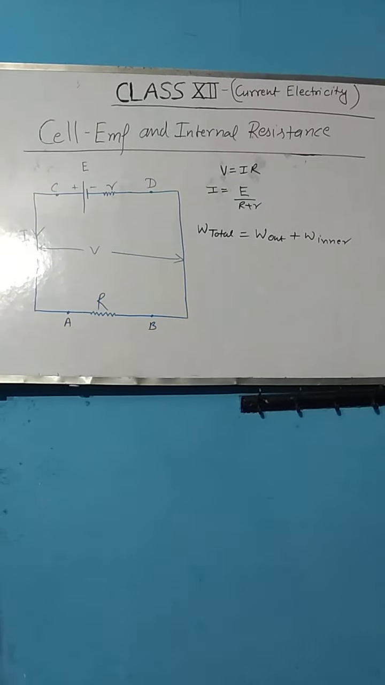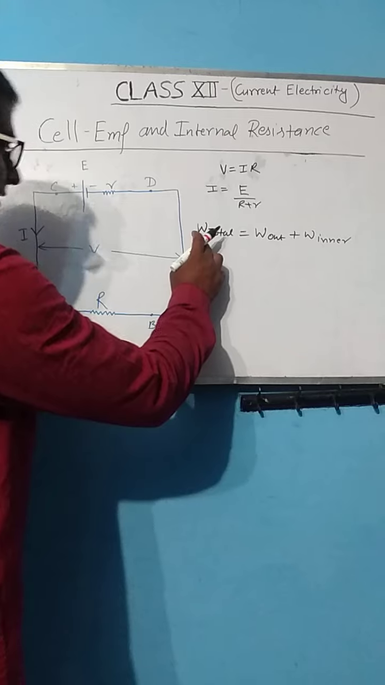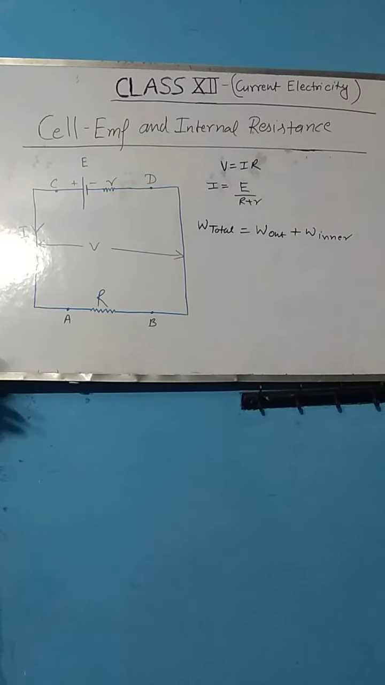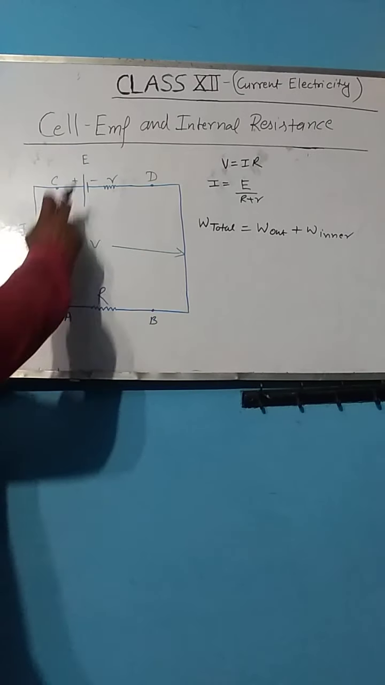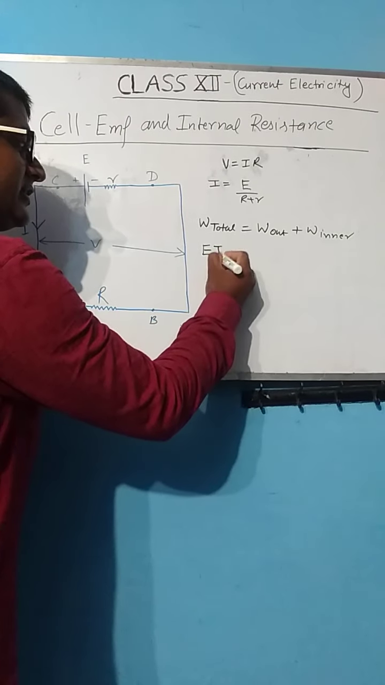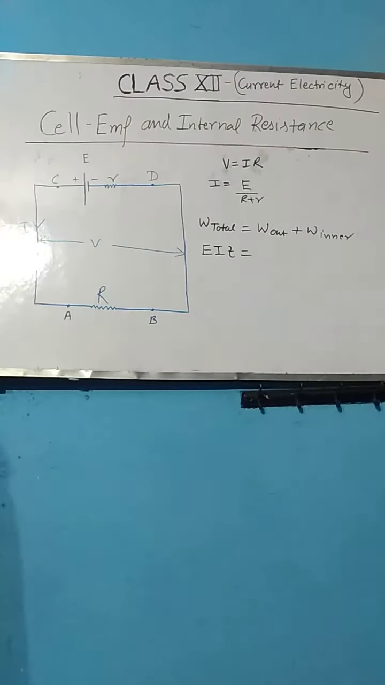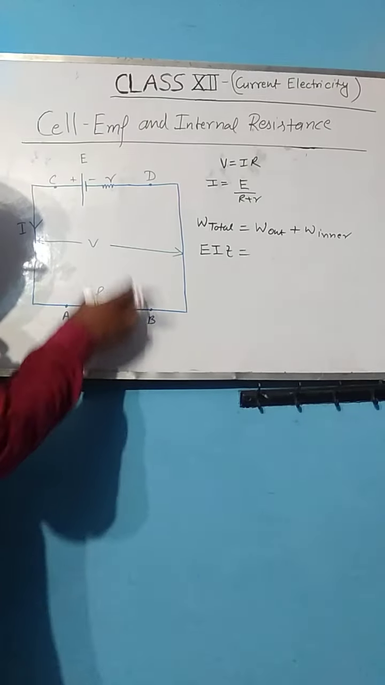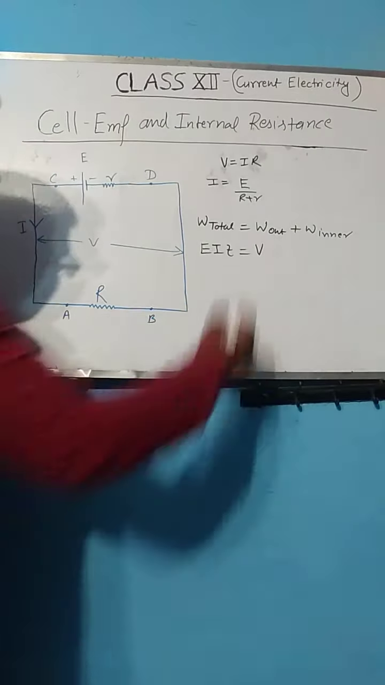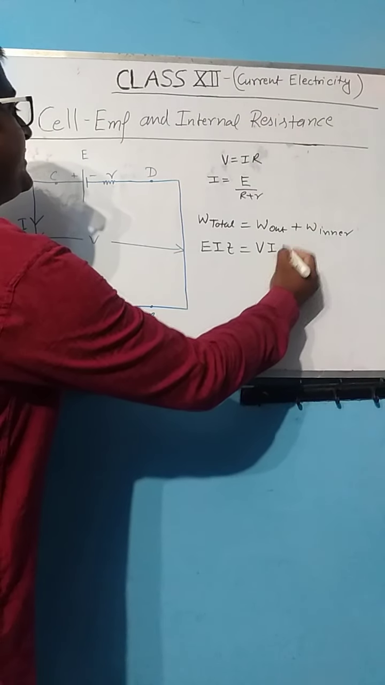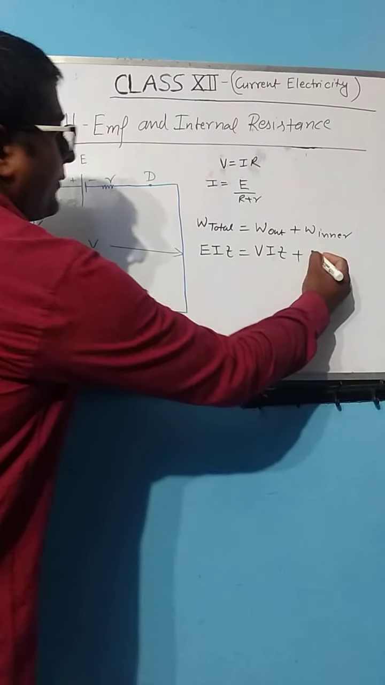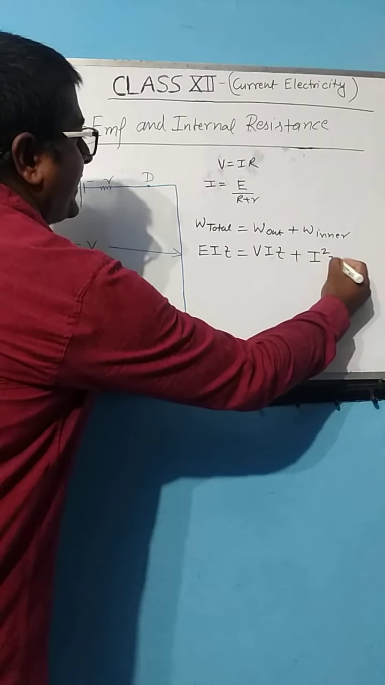So we have to apply the formula. We have already studied that work done is given by power into time. Power is VI, and for the cell this value is E. So for the time T, E I T equals, for the outside potential V across this, V I T, plus work done of the inner cell, I square r T.